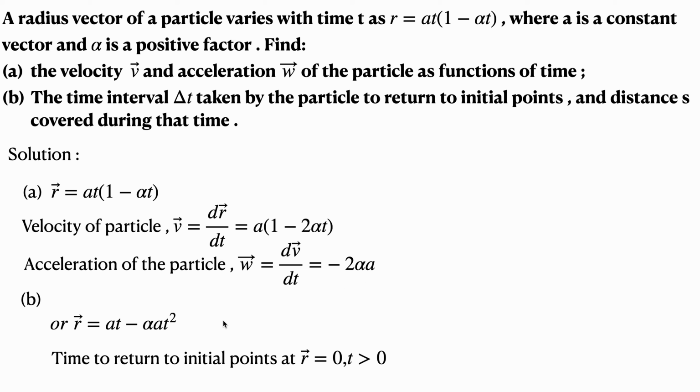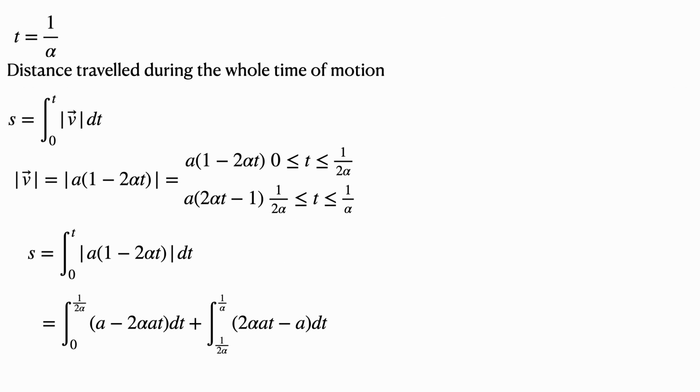Part B of the problem. In part B, it is asked to obtain the time interval Δt to return to the initial point. So the particle will return to the initial point when the radius vector r becomes 0. So the time to return to the initial point will be when vector r equals 0 and t greater than 0, because at t equals 0 the point is the initial point and it is the starting point of the motion. So the time will come as t equals 1/α.